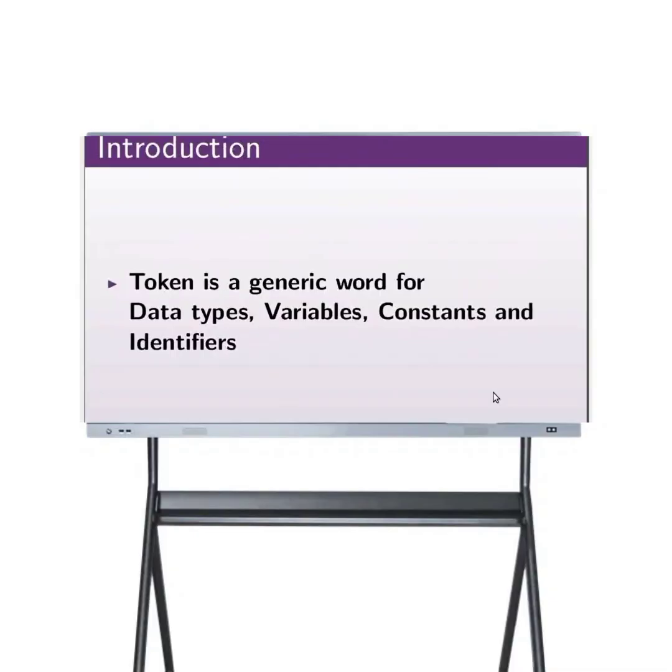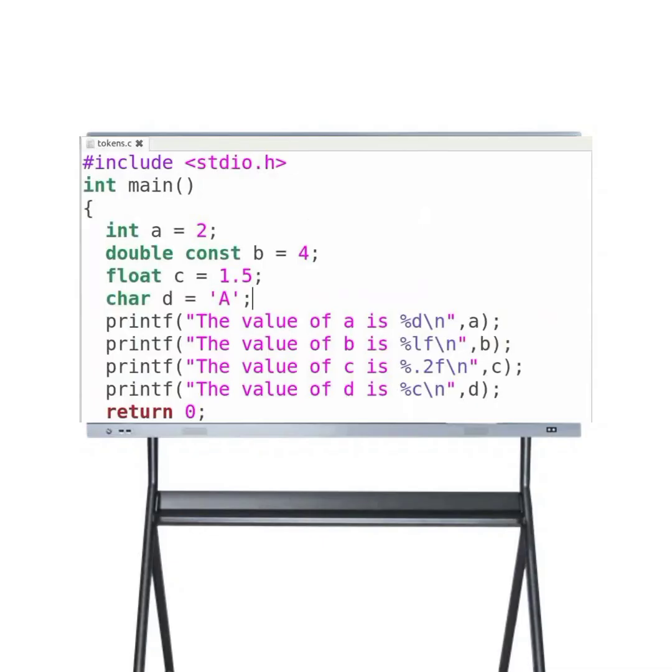Let us start with our program. I have already typed the code on the editor. Let me open it. Note that our file name is tokens.c. In this program, we will initialize the variables and print their values. Let me explain the code now.